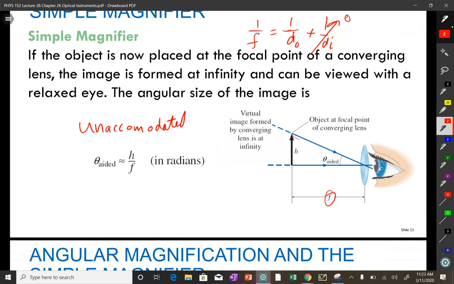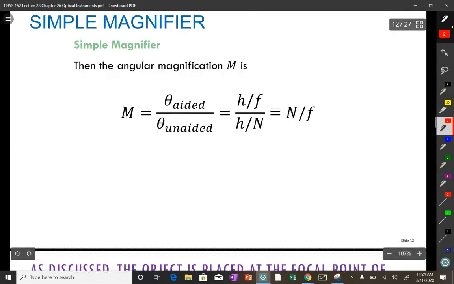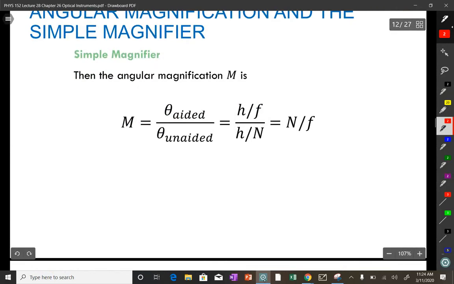So for the simple magnifier with unaccommodated viewing, the aided angle is the height of my object divided by the focal length of my lens. To find the magnification, I just combine those. Magnification is the aided angle divided by the unaided angle. The aided was h over f, the unaided was h over n. Of course, the h's are both in the numerators, so we cancel those h's.